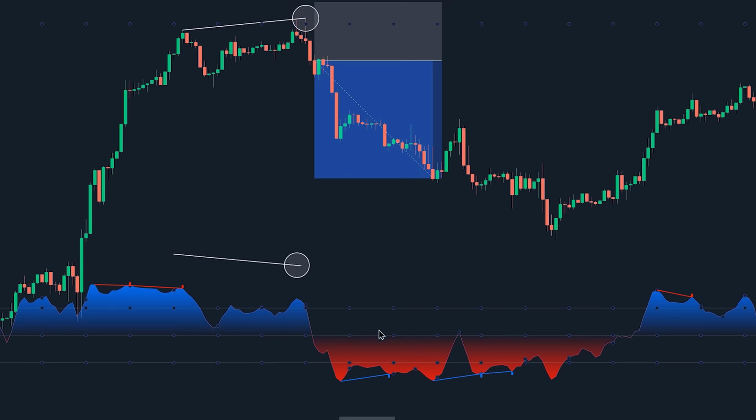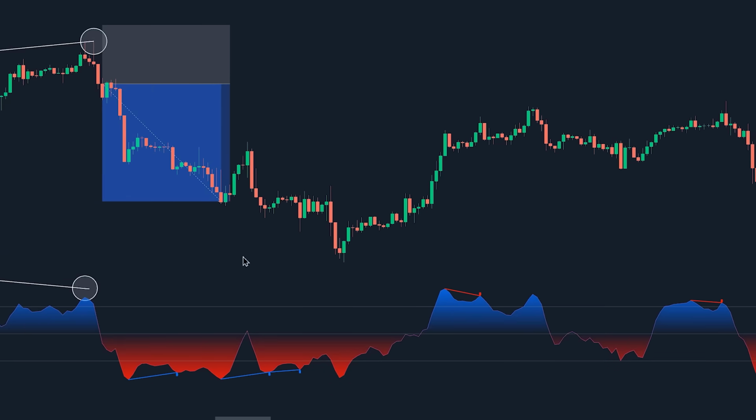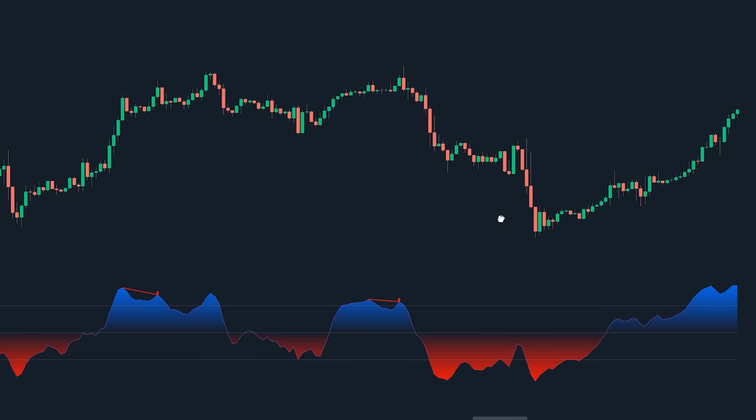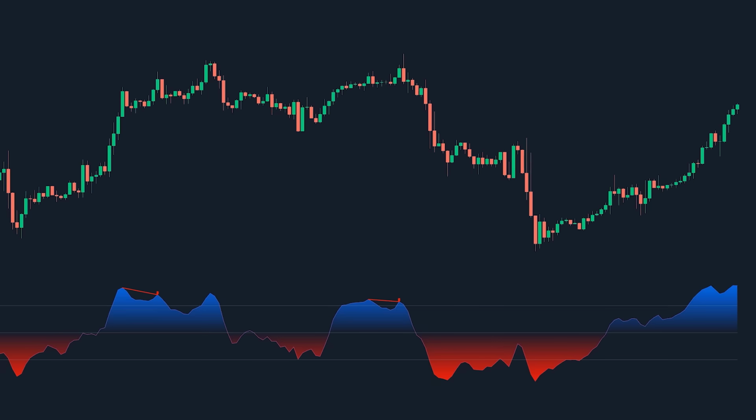Now, remember, while the Market Sentiment Technicals Indicator provides a comprehensive view of the market, it's crucial to use it in conjunction with other analysis methods and proper risk management practices. Always consider multiple factors before you make your trading decisions to increase the chances of profitable trades.